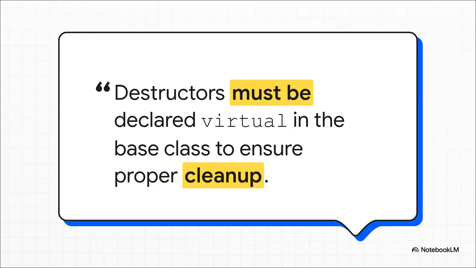And this brings us to what is probably one of the most critical, all-caps, important rules in C++ inheritance. If you don't make your base class destructor virtual, and you happen to delete a derived object through a base class pointer, only the base destructor will get called. The derived part is just left hanging, leading to resource and memory leaks. It is a classic, nasty C++ bug.